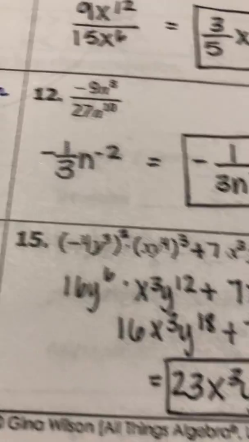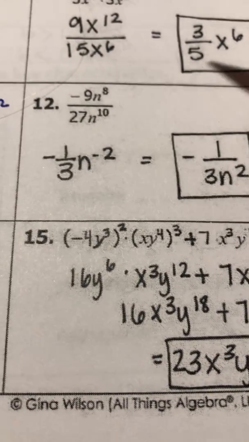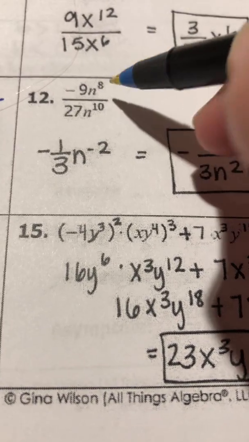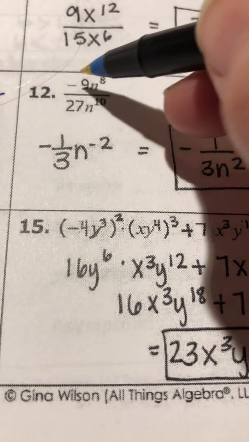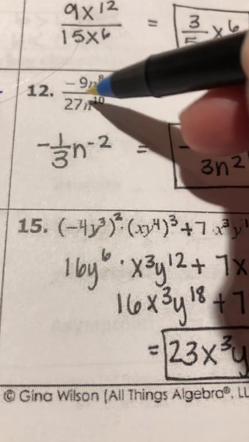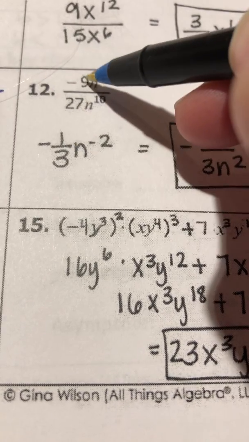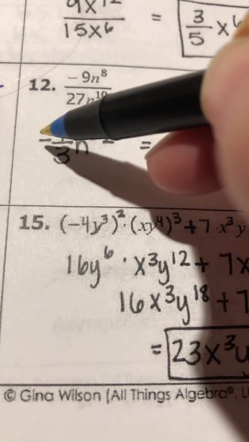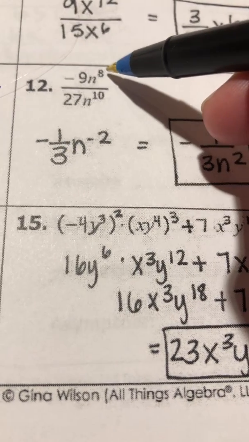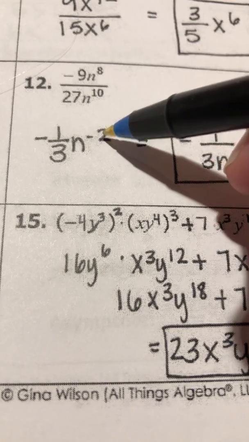Okay. Number 12: first of all, on the top, I have n to the 8th, and I have negative 9, and it's all over this number. I'm going to go ahead and simplify. 9 over 27, I know it fits in 3 times, so I end up with negative a third, and then 8 minus 10 is negative 2.